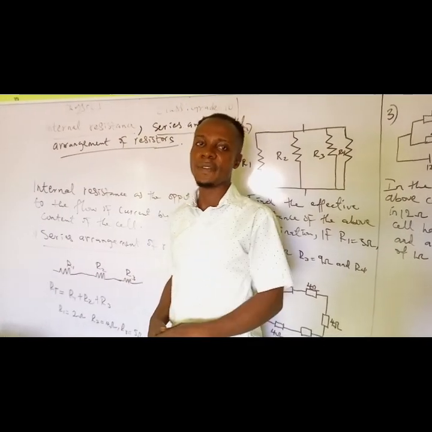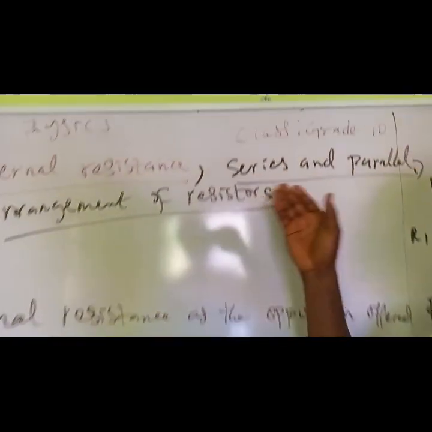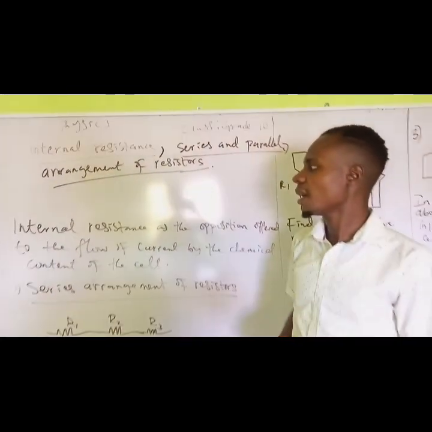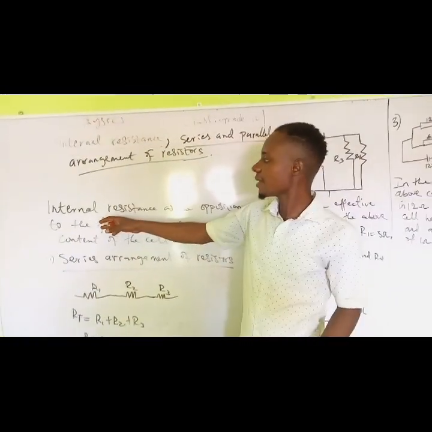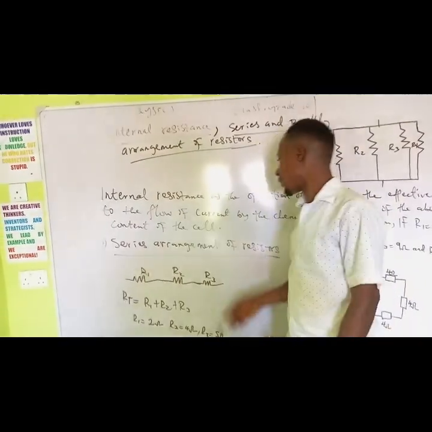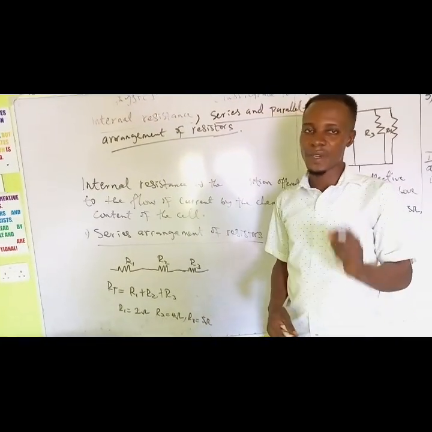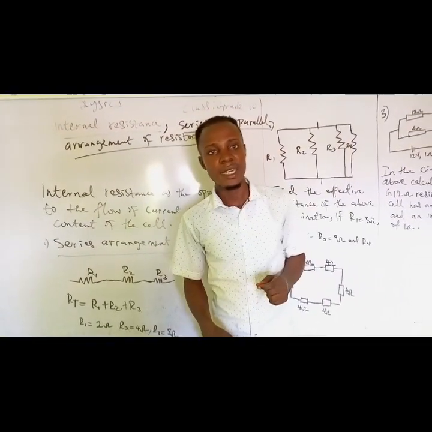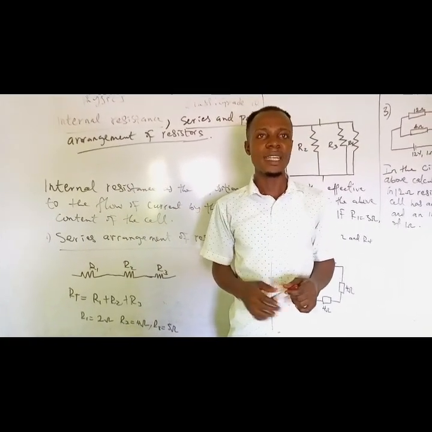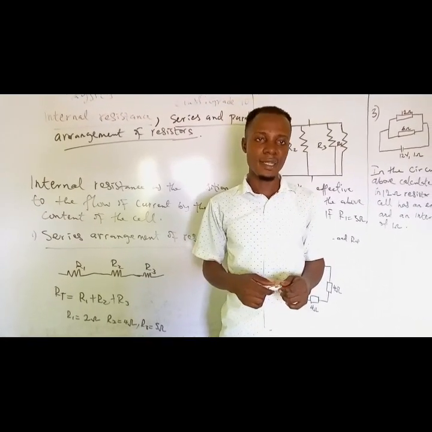So in today's edition of class, we're going to be looking at what is internal resistance. I'm also going to be looking at series and parallel arrangement of resistors. So in this series, we define internal resistance as the opposition offered to the flow of current by the chemical content of the cell. So what are we trying to say? What we're trying to establish here is that the actual thing that offers the opposition of current is what? The chemical content of the cell. And that's the reason why it is called internal resistance.